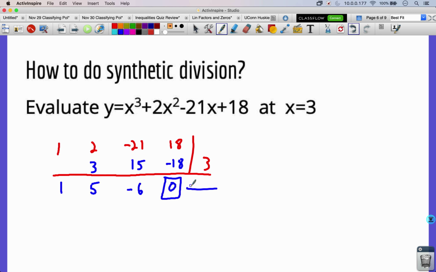So this is the y value at x equals 3. Because it's a 0, this is a very special point. This is also an x-intercept. So 3 is an x-intercept. And often when we do the synthetic division, we're trying to get a 0 there because we're trying to find the x-intercepts. And that's how you do synthetic division. Write out the coefficients, and then it's this zigzag pattern of add, multiply, add, multiply, add, multiply, add.